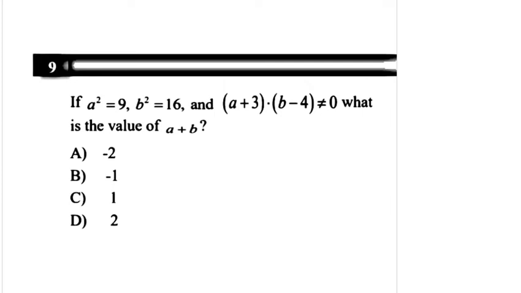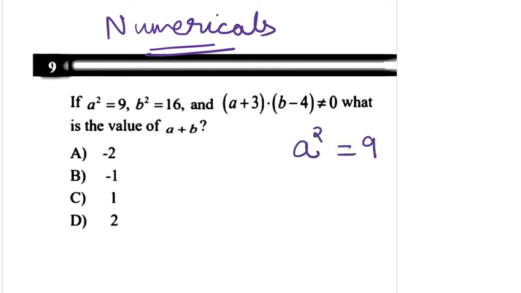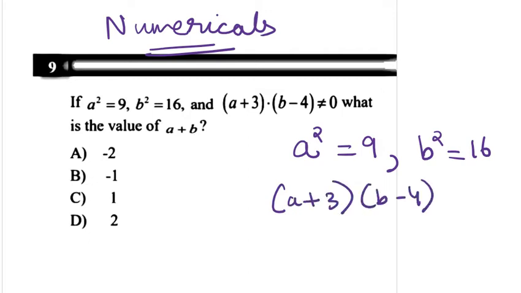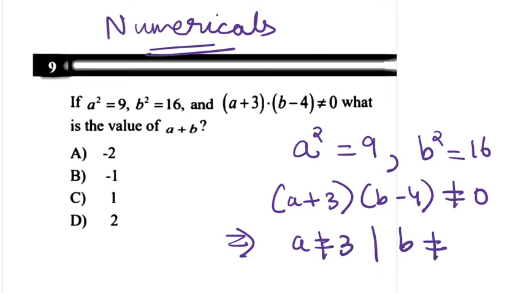I will be continuing with the next part of the numericals that we were doing here at Saurav's classes. You can see question number 9 on your screen: a square is equal to 9, b square is equal to 16, and another thing given to us is that a plus 3 and b minus 4 will not be equal to 0. That implies a will not be equal to 3 and b will not be equal to 4. So these are the two values that we get.